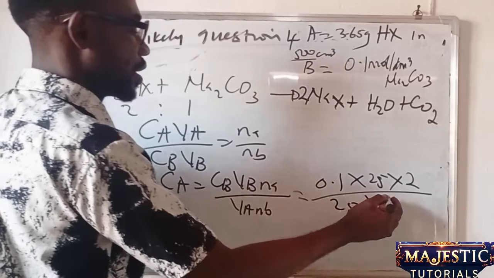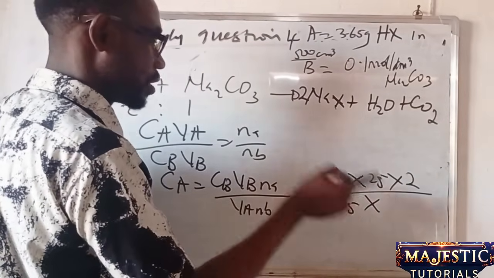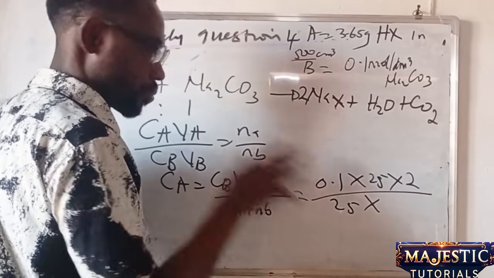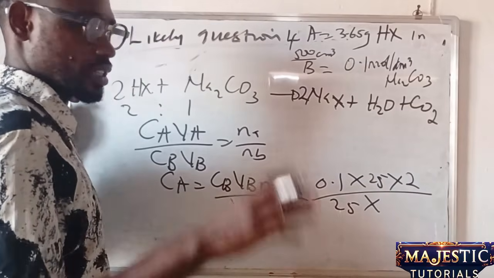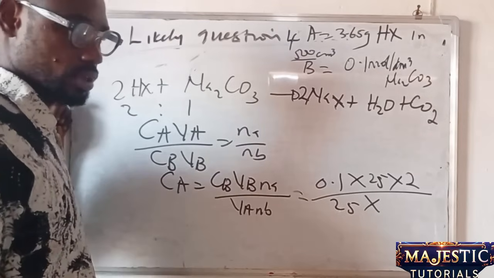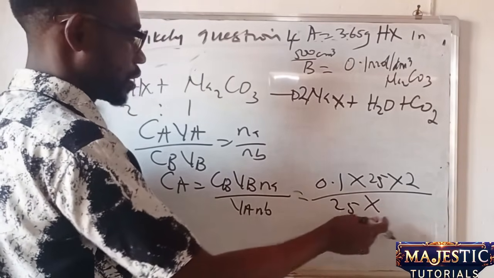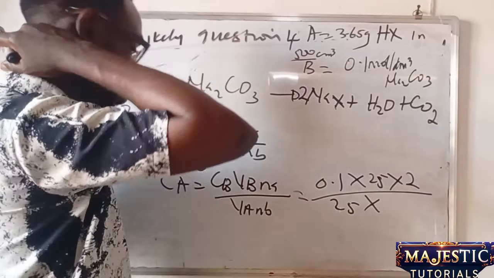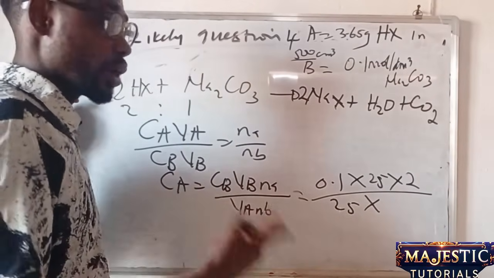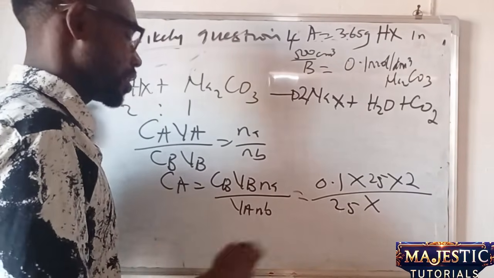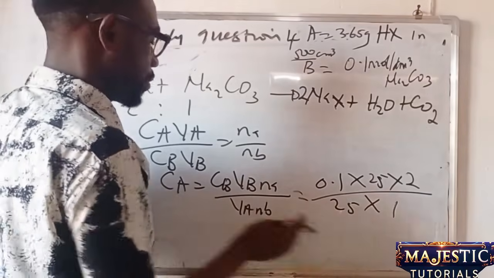If you are using 26 point whatever, 25.7, put it here. Times NB is, do your titration. Normally teachers don't release the endpoint to their students. It is a secret, but I'll teach you well. Okay, 25 times 1, because NB is 1.